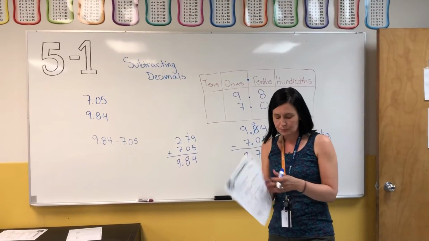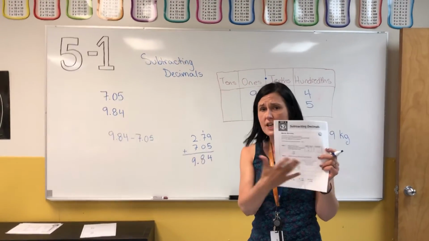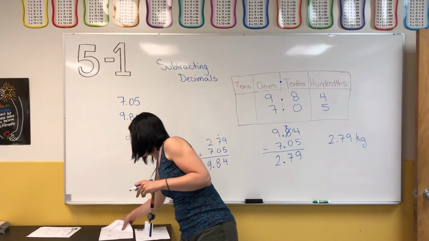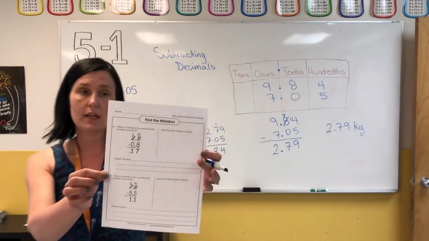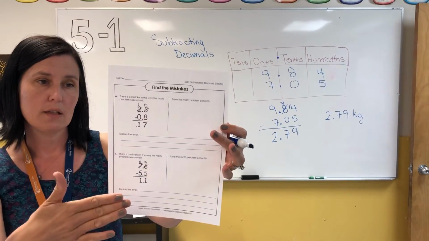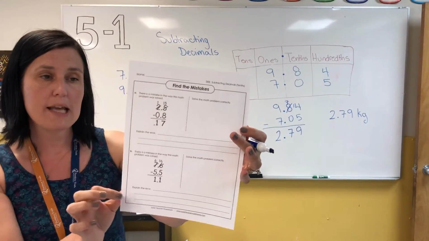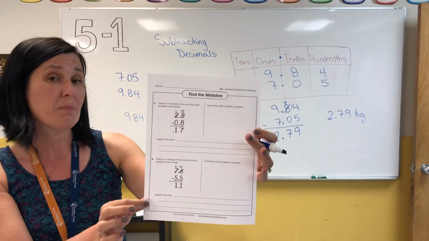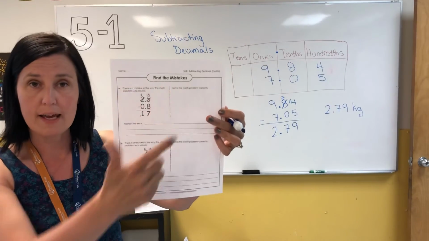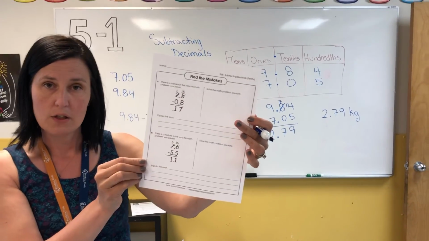Okay? So now you have a whole worksheet here. You got some questions in the front, you got some questions in the back, and you have a find the mistake worksheet. Again, you're given 2 questions, they are completed for you, but there's a mistake there. So you have to find the mistakes and then do it correctly on the side, all right? So there you go.